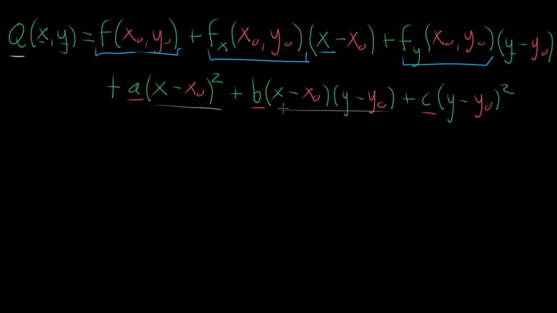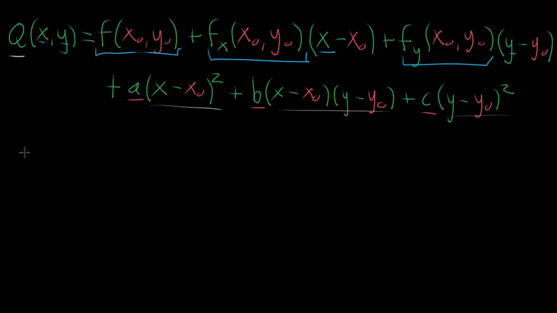And then this here is basically x times y, but of course we're matching each one of them with the corresponding x naught, y naught. And then this term is the y squared. And the question at hand is, how do we fill in these constants, the coefficients in front of each one of these quadratic terms, to make it so that this guy Q hugs the graph of f as closely as possible? And I showed in the very first video kind of what that hugging means.